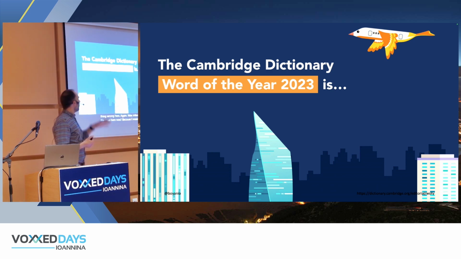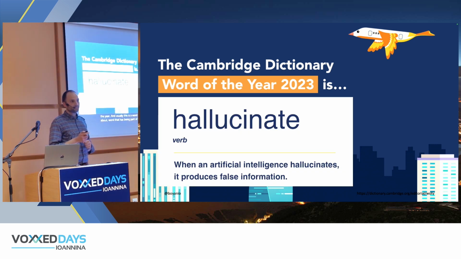Each year, the Cambridge Dictionary nominates one word as the word of the year. Usually this is a word that people talk about, a word that has been part of politics or public life around the world. For 2023, the word of the year is hallucinate. The explanation there is: when artificial intelligence hallucinates, it produces false information. And this is what we saw on the previous slide. Basically, large language models can hallucinate, meaning they give you an answer, but this answer is actually not correct.